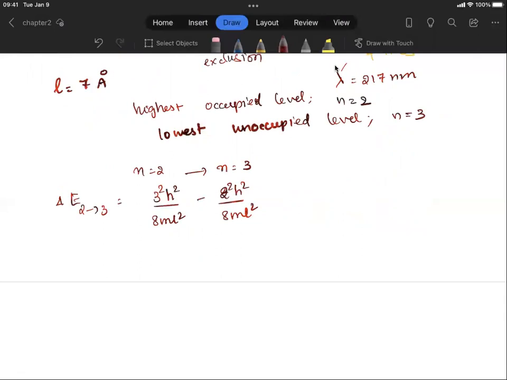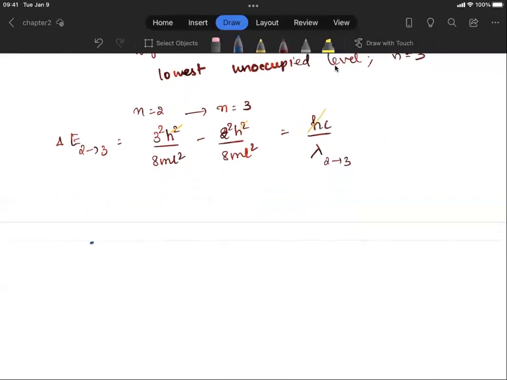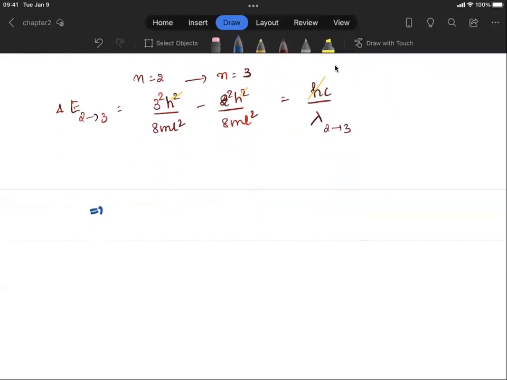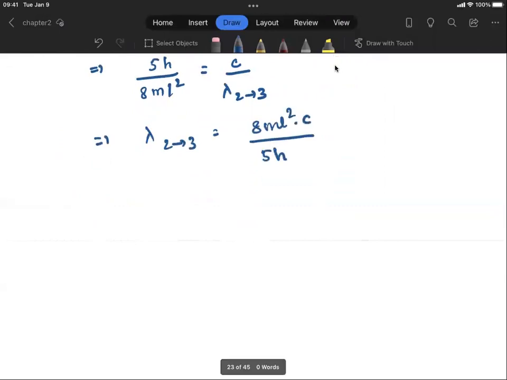This is the energy difference, and this corresponds to this wavelength. I can first cancel out the h on either side, and then I can have 3 squared minus 2 squared, 9 minus 4 is 5. It's going to be 5h over 8mL squared is equal to c over lambda. Now we need to compute lambda, right? So that is going to be 8mL squared times c divided by 5h.